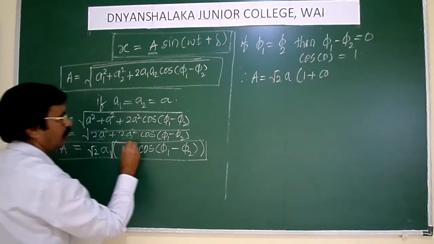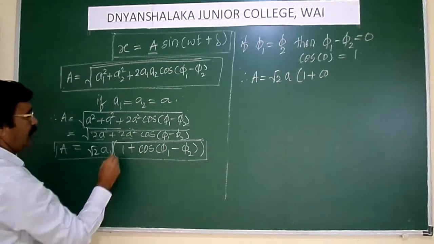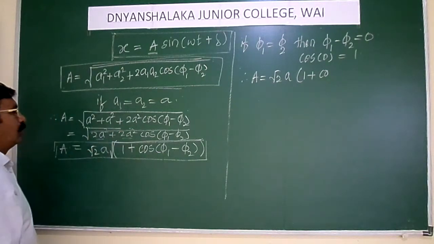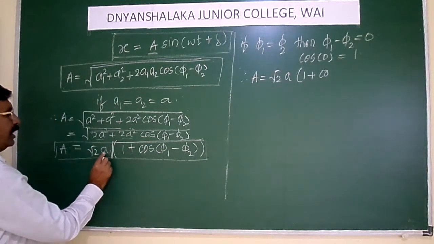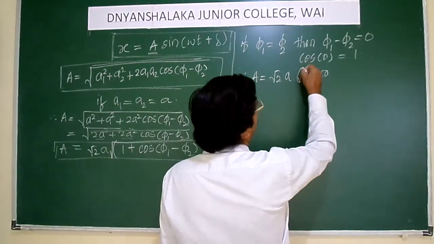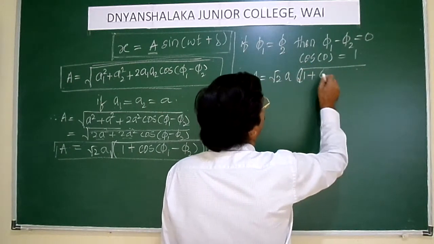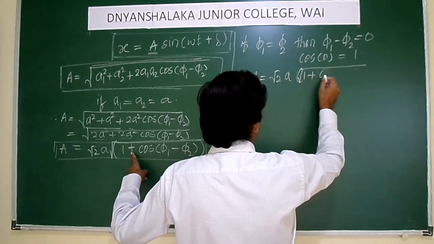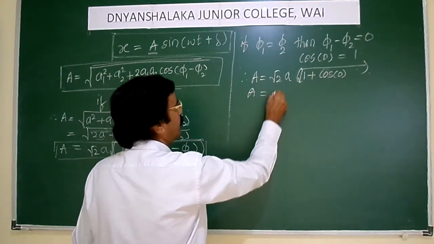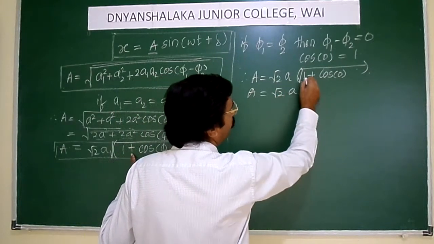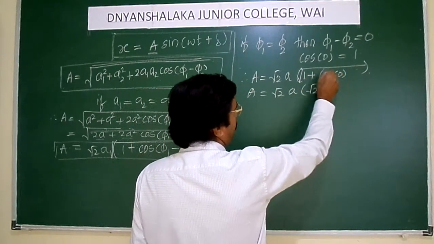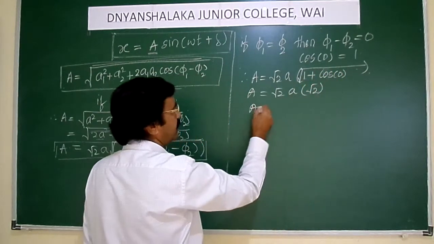this will be under root, as we take root of 2a square common as root 2a square under root 1 plus cos of phi 1 minus phi 2. So this will be under root 1 plus cos of 0. So A is equal to root of 2a square into root of 2. Cos of 0 is 1, 1 plus 1 is 2, so root of 2. So A is equal to twice a.